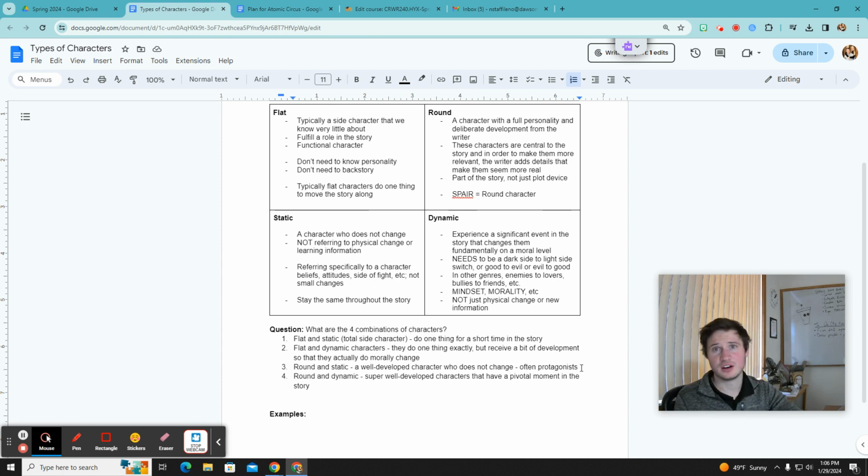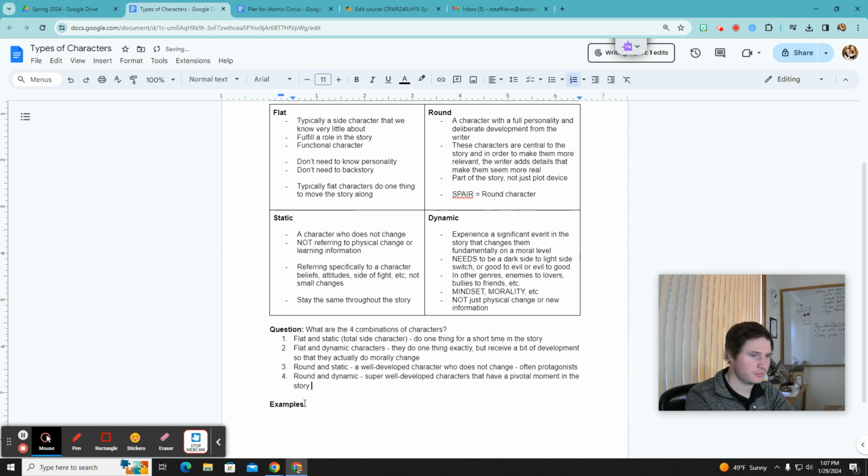So Darth Vader, of course. I think you could make the argument that, I'm just trying to think of some stories that I really think most people have watched. Deadpool, you could probably say, is round and dynamic. Zuko from Avatar: The Last Airbender is definitely round and dynamic. Yeah, there's a lot of really great characters out there that are round and dynamic. Most protagonists, though, are going to be your round and static characters.